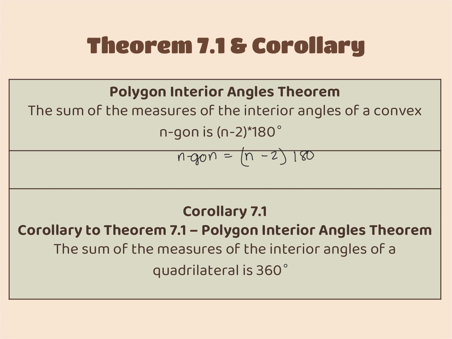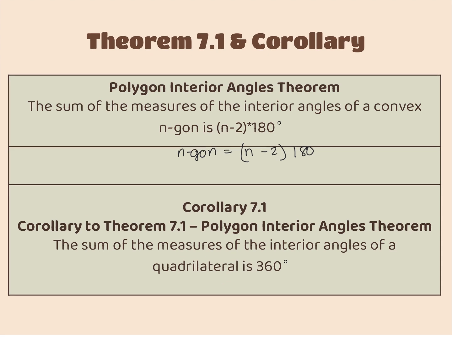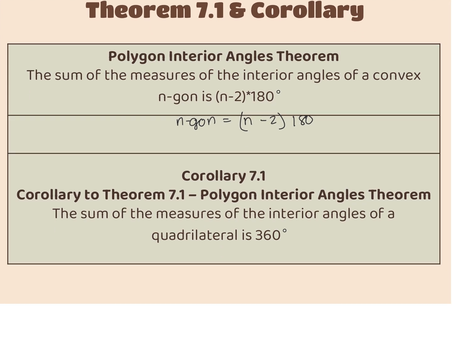Okay, something you have to know. Corollary of Theorem 7.1, Polygon interior angles theorem: the sum of the measure of the interior angles of a quadrilateral is 360. So a quadrilateral has 4 sides, and that's 360 degrees. Please make sure you remember the formula. Super important. Always write it down so you have it and you memorize it, because again, it's not going to be given to you.